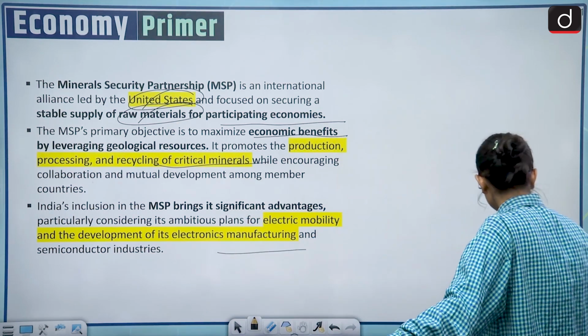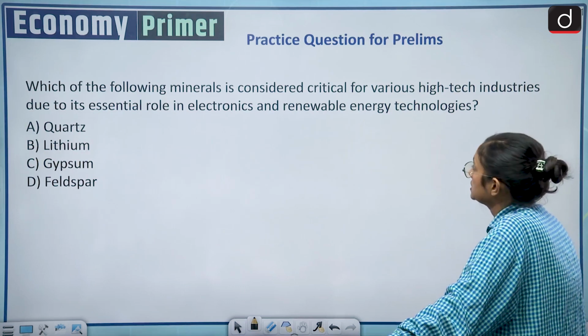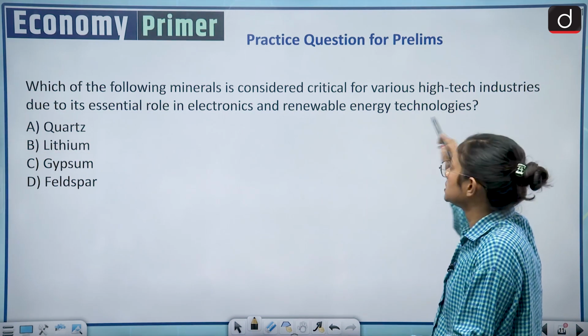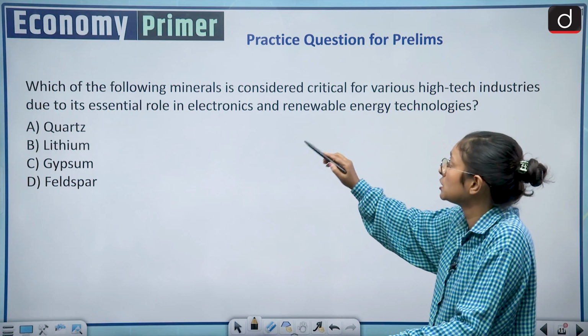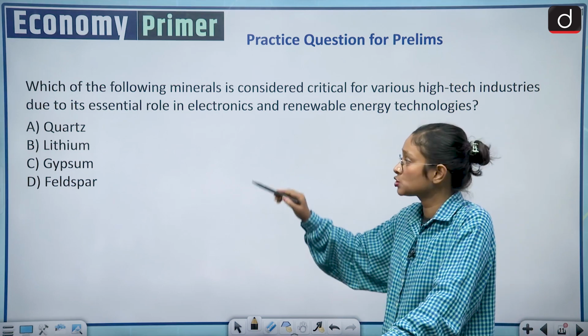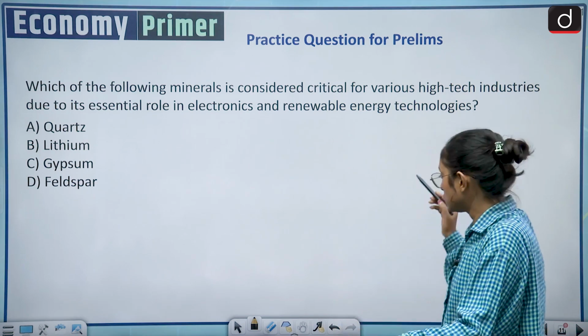Moving to the next slide, which is about the practice question for prelims. The question is: which of the following minerals is considered critical for various high-tech industries due to its essential role in electronics and renewable energy technologies? Here are your options: quartz, lithium, gypsum, and feldspar. So you have to answer in the comment section.